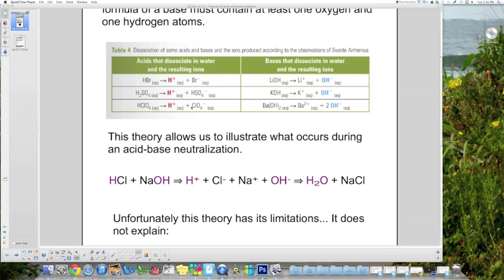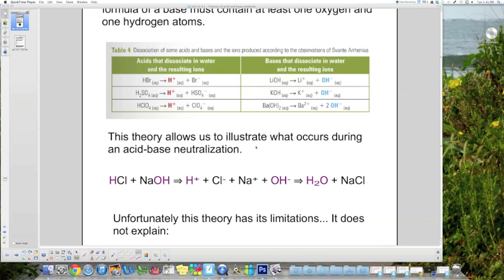Same thing for the third example. Now for the base, we have a metal normally with an OH ion. When this dissociates, it produces a positive ion, a cation, and the typical OH minus ion. So LiOH would give you Li plus and OH minus. KOH would give you K plus and OH minus. So you learned that last year.